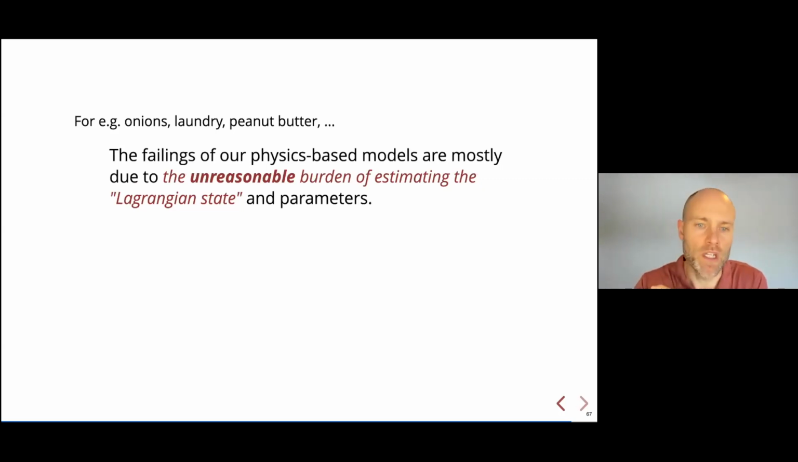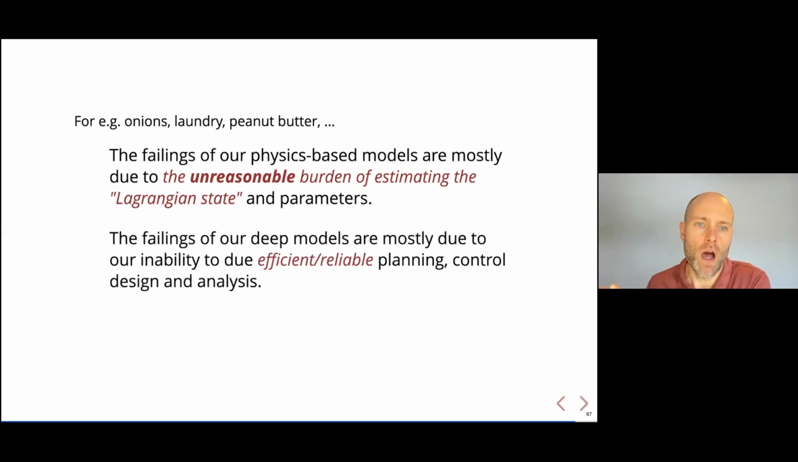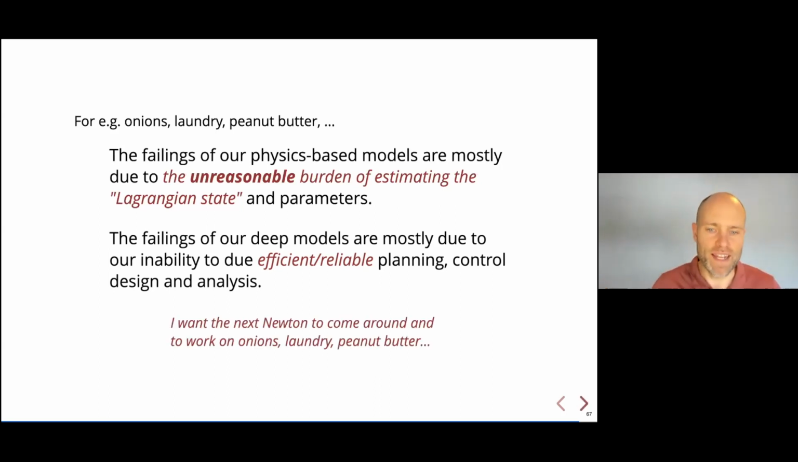But I think those models, the deep models, they can be predictive or not. That's a separate question, but they are hard because we don't have as good tools for planning, control, design, and analysis when they get really complicated. Okay, so I'm hoping that we can rectify all of this and get, if input-output is the right way to do it, or state representations that are reasonable to estimate, then good things could happen. But I'm a big advocate for simplicity. I think to some extent if we don't have simpler models, it's going to be hard to do better planning and control. So I want the next Newton or Galileo or somebody to come around, and I would ask them to work on onions and laundry and peanut butter.